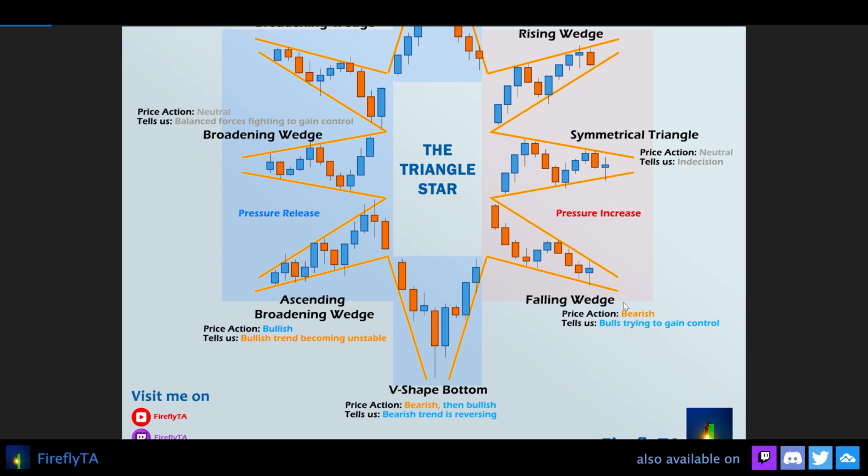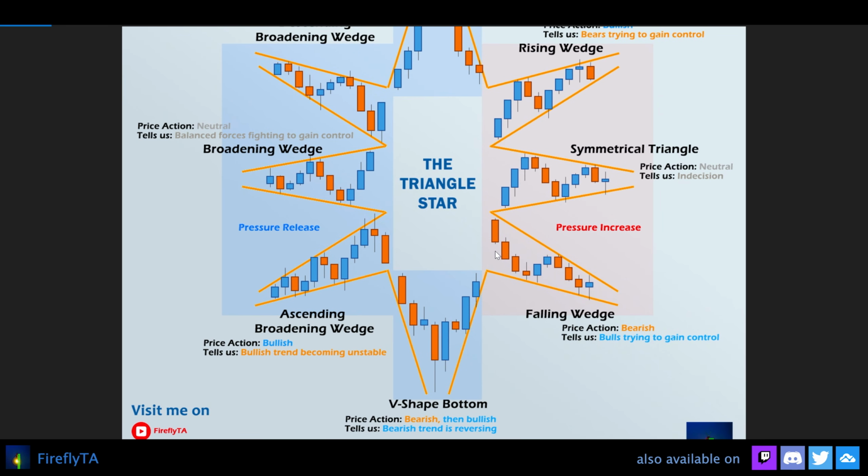When we look at a falling wedge, it's very similar. Just the opposite of the rising wedge. You can see that the overall price action is bearish. We have a bearish trend. We have lower lows, lower highs. So this is a bearish trend, a bearish development. However, it is increasingly turning bullish because the steam is running out. The incline is not that steep anymore.